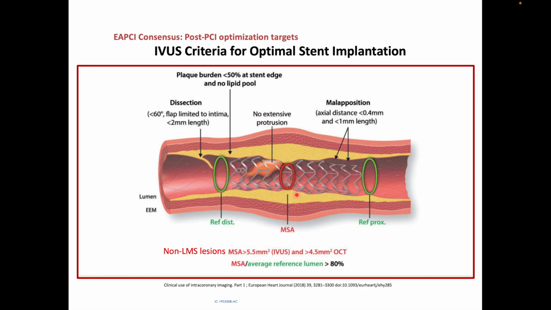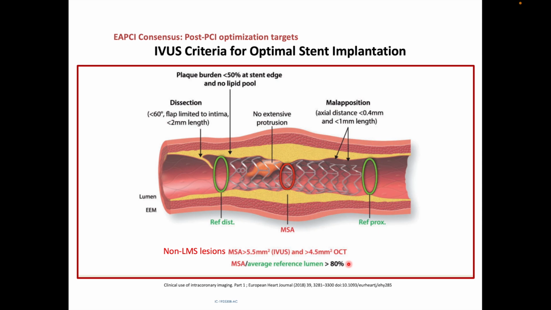So how well expanded the stent is. You can use the minimum stent area over the average reference lumen, which should be more than 80%. Average reference lumen means you take the MLA of the proximal and the distal segment, and you compare it with the minimal stent area here, and then you say if it is more than 80%, then it is a well expanded stent.